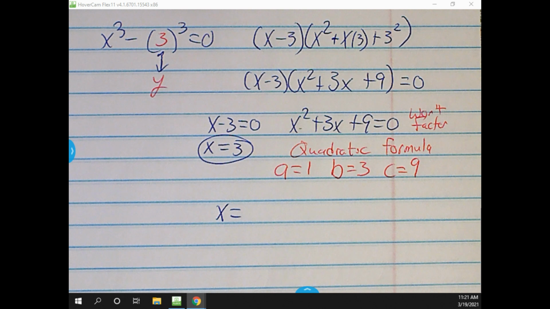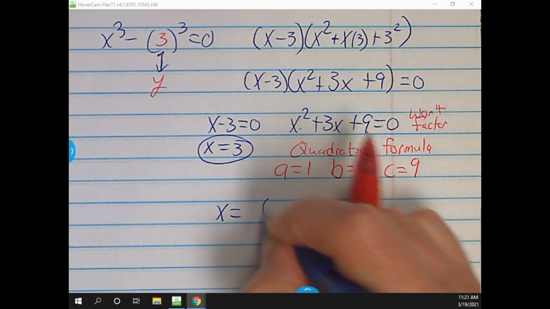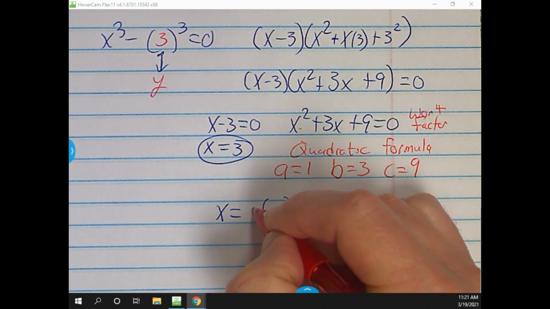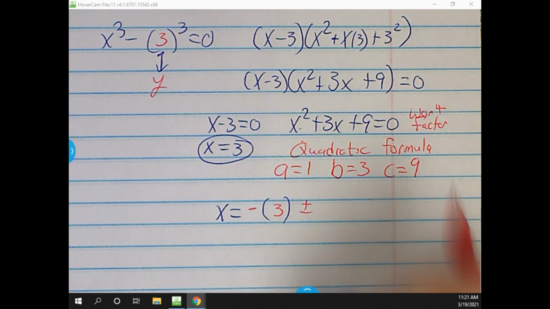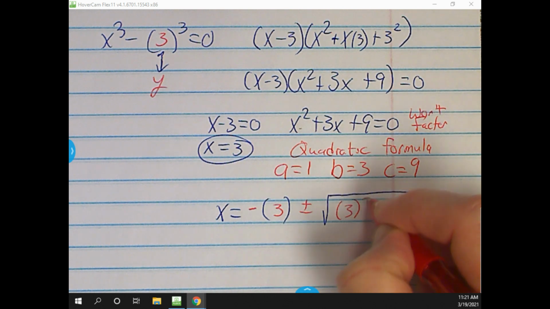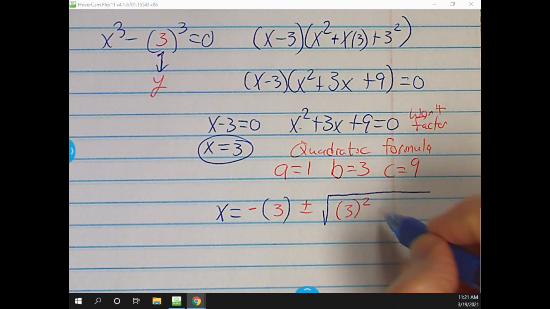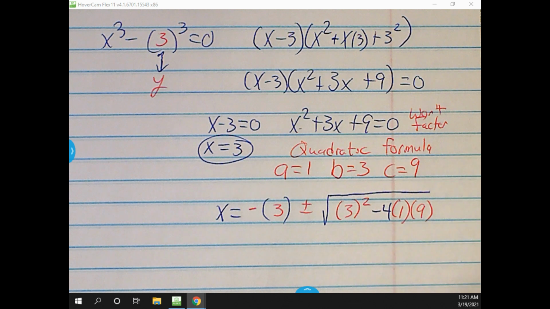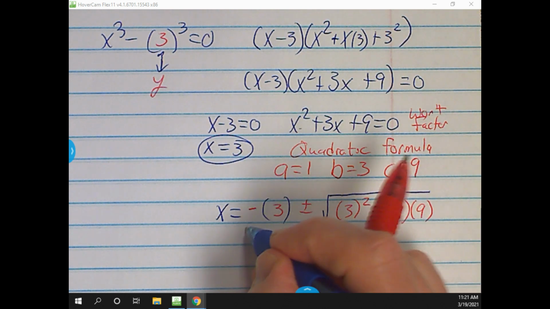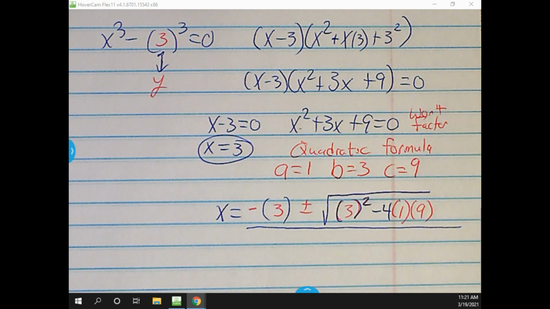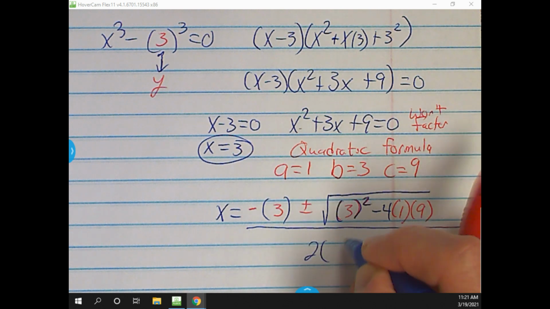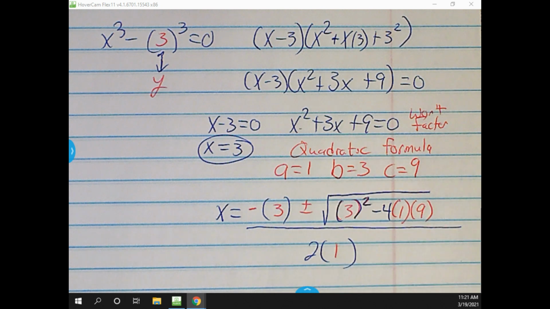All right, and hopefully if you don't remember, we'll walk you through this one. It's negative b plus or minus the square root of b squared minus 4 times a times c. And that's all over 2 times a.